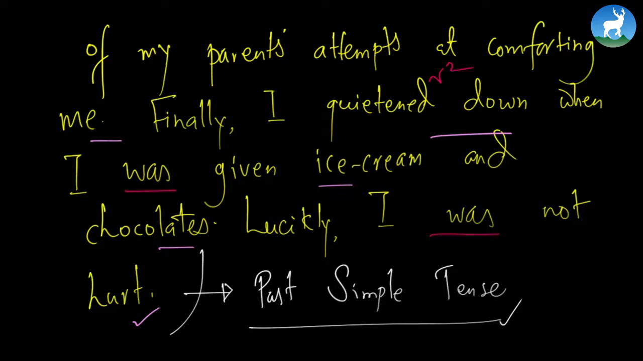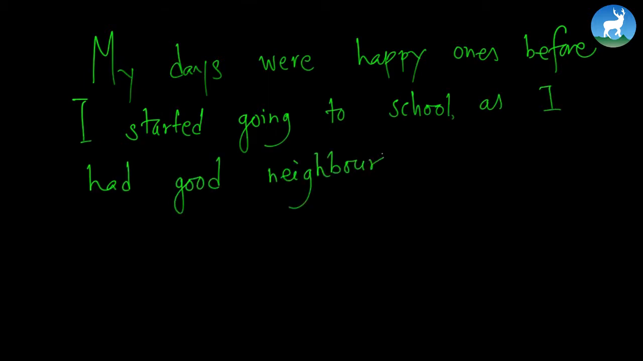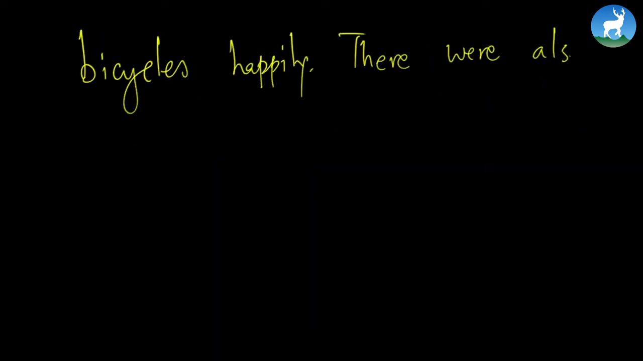There's no other technique, so when you're writing about the past, needless to say, you're going to use the past tense. Let me just continue writing, adding things to this paragraph. I'll change the paragraph and start from: My days were happy ones before I started going to school, as I had good neighbors to play with from morning till evening. We played games outdoors, dressed as policemen, and rode about on our bicycles happily. There were also other games to occupy our time.